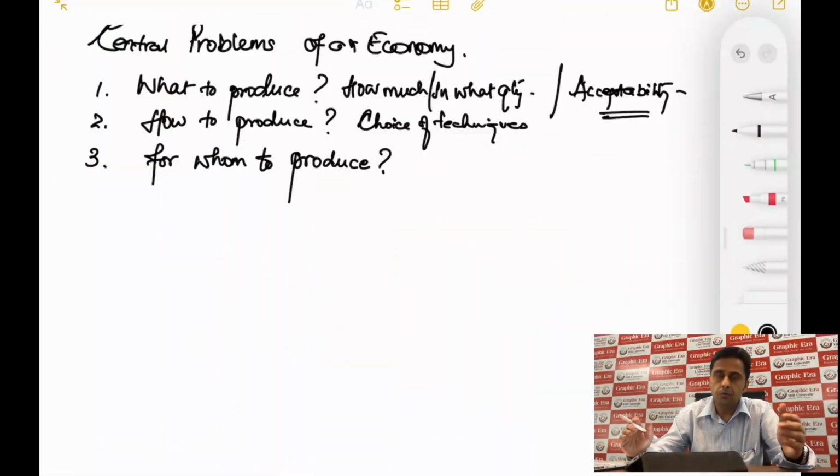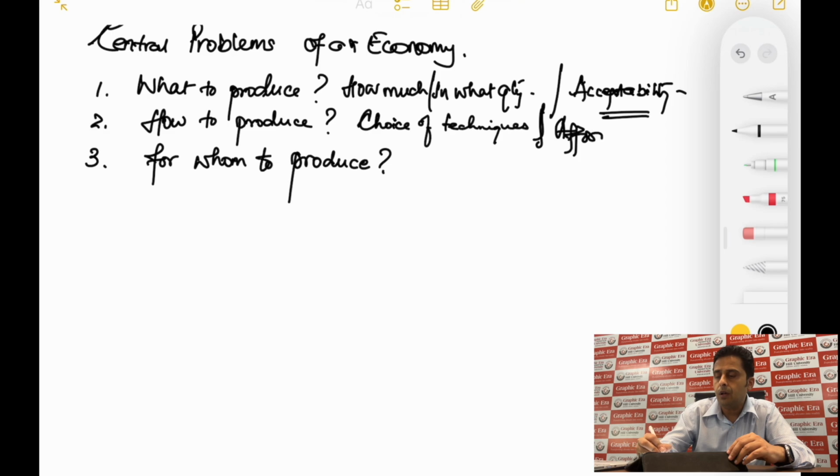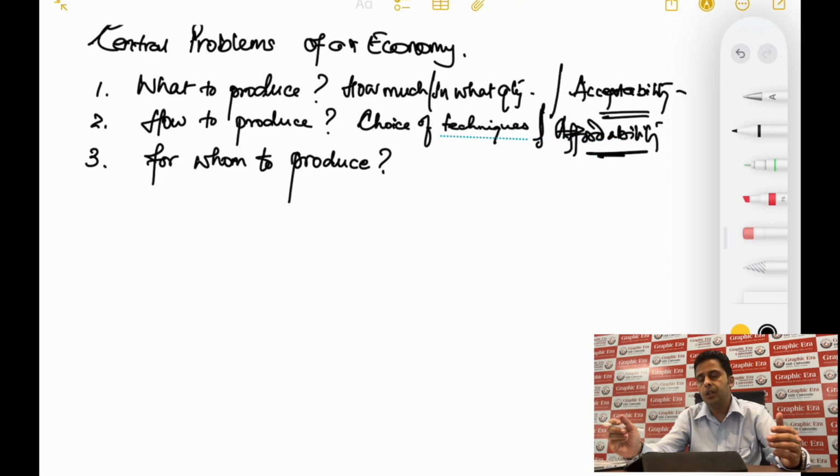So choice of techniques would actually talk about how to optimize or maximize your output, and how to control your costs. So it deals with the problem, if we see it, of affordability. Now, when I say affordability, as I said, it doesn't mean making a product cheaper, but it deals with the idea of being able to produce the product within the target cost, considering the price point at which you wish to sell your product in the market.